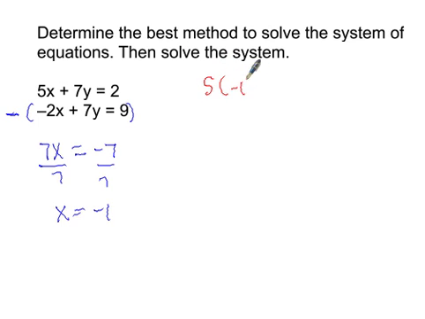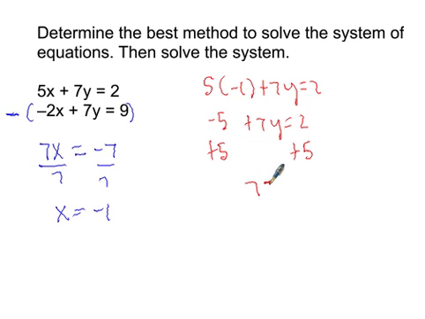5 times negative 1 plus 7y equals 2. So 7y equals 7, which means y equals 1. Negative 1, 1. Okay?